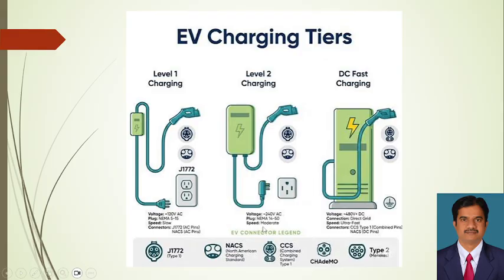The speed is moderate, whereas DC fast charging requires a higher voltage of approximately 480 volts DC. It is connected directly from the grid. Speed is ultra fast, very high. We can charge the battery very quickly compared to level 1 and level 2 charging.